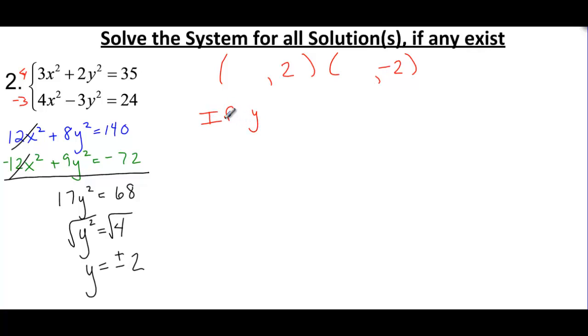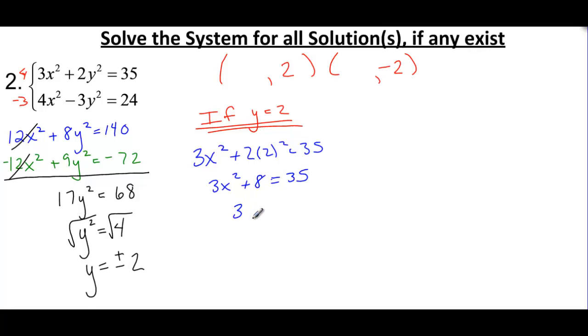Well, if y equals positive 2, I'm going to take either equation, it doesn't matter. I'm going to take the top equation. I know 3x squared plus 2 times 2 squared should equal 35. You have to do order of operations, exponents first. So 2 squared is 4, 4 times 2 is 8, equals 35. 3x squared is equal to 27, x squared is equal to 9, and x is equal to, now you have to be careful, plus or minus 3.